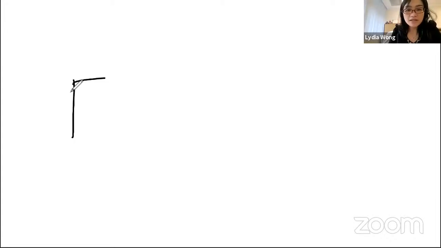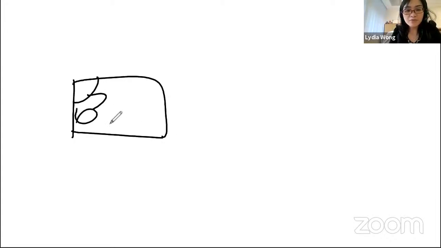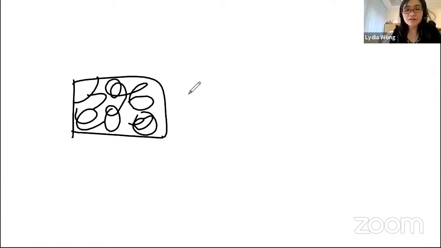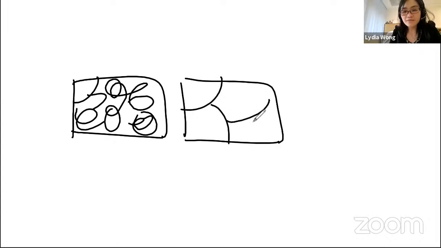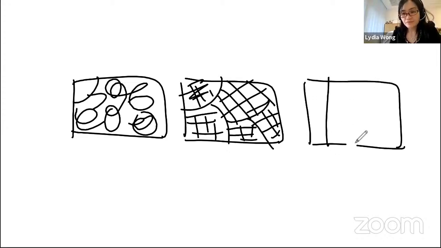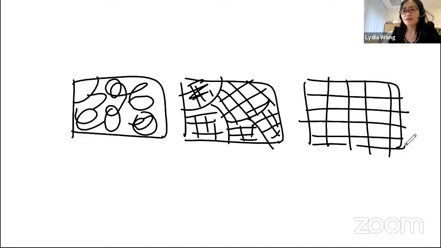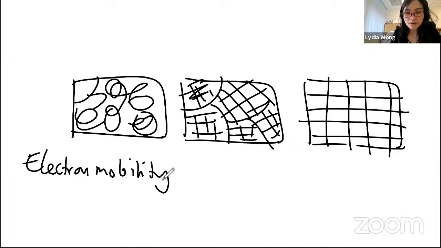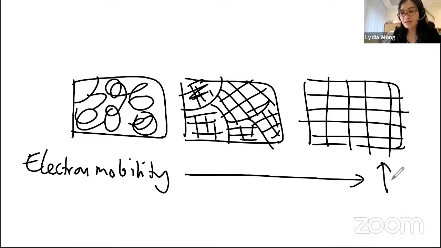Very good. So basically, if you have one material which is amorphous, this is amorphous. This is polycrystalline. Within the polycrystalline, it is crystalline. And then this is a perfect crystal. The electron mobility will increase from amorphous to crystalline. This will be the highest. This will be the lowest.